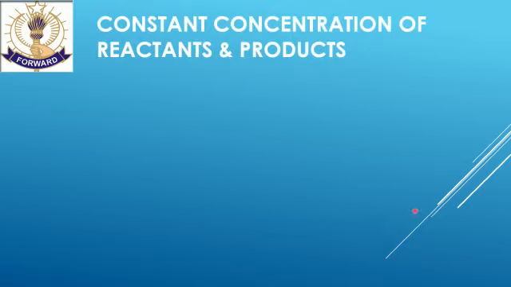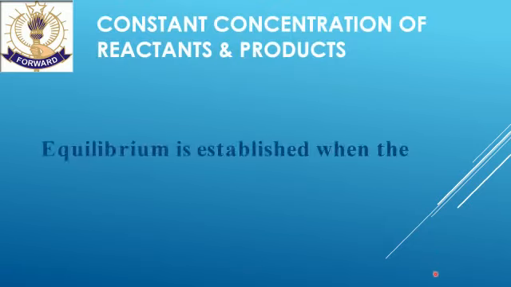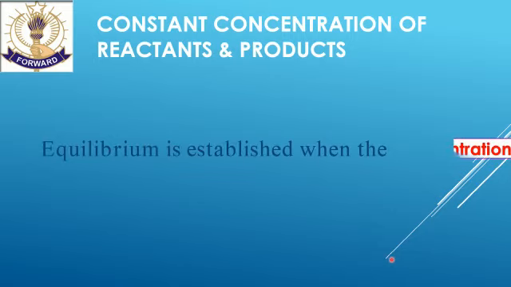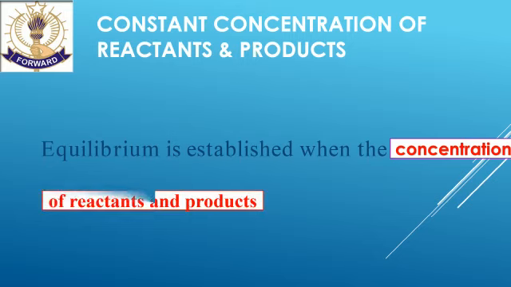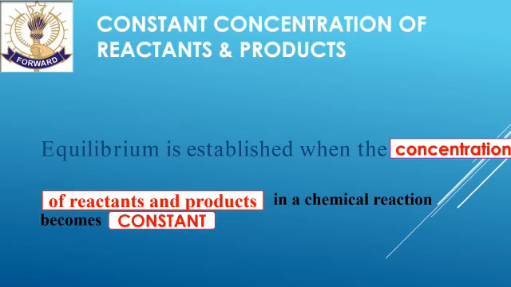Now what does constant concentration of reactants and products mean? Equilibrium is established when the concentration of reactants and products in a chemical reaction becomes constant. So whenever the concentration of reacting substances becomes constant, we can say that equilibrium has been attained.